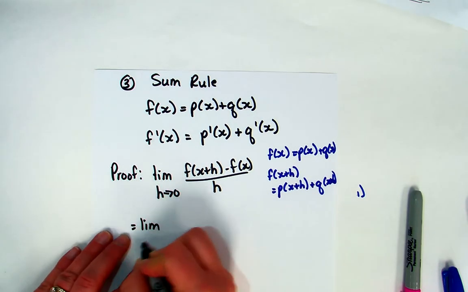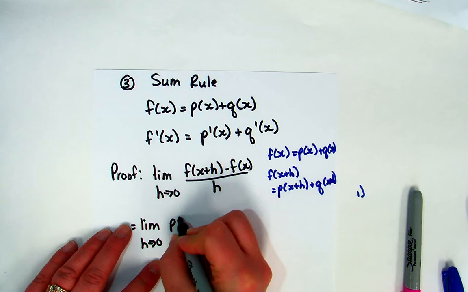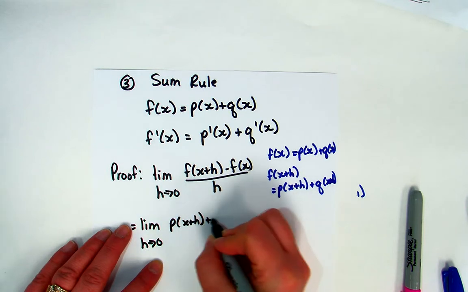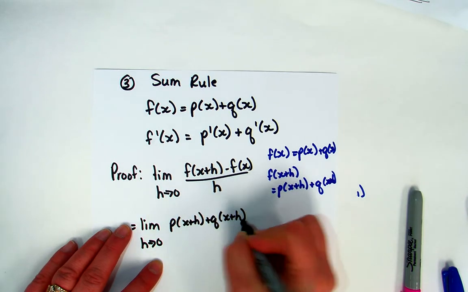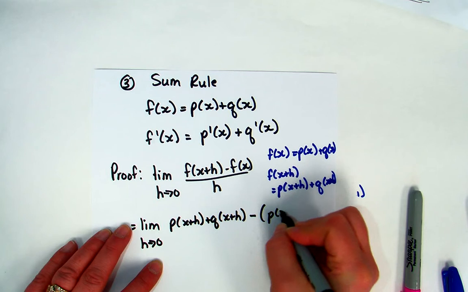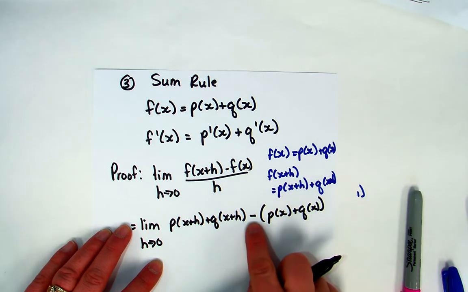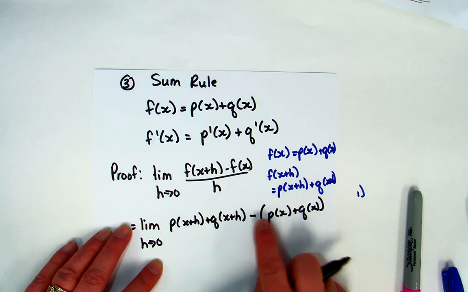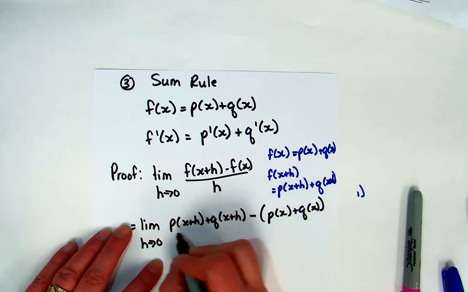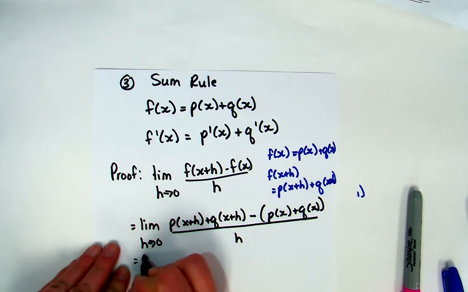So I get the limit as h approaches 0, p at x plus h plus q at x plus h minus p at x plus q at x. And this big set of brackets is because I have to subtract all of f at x, so I have to make sure that I send that sign through to all the pieces. I'm going to do that in the next step.